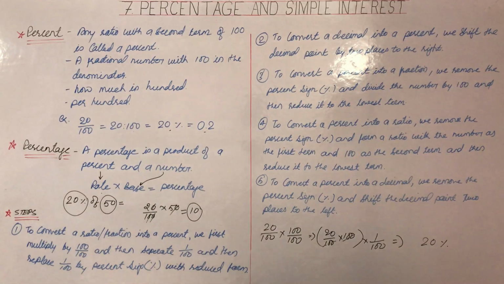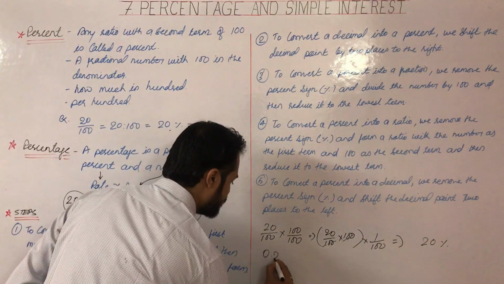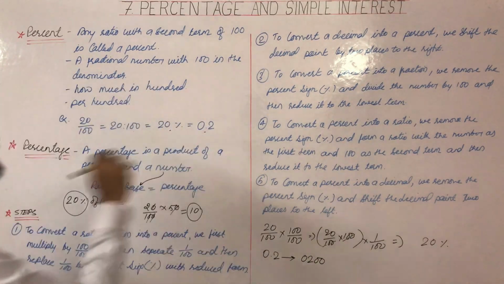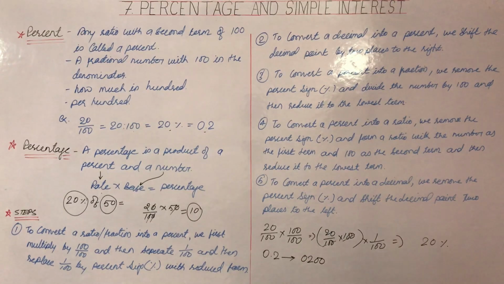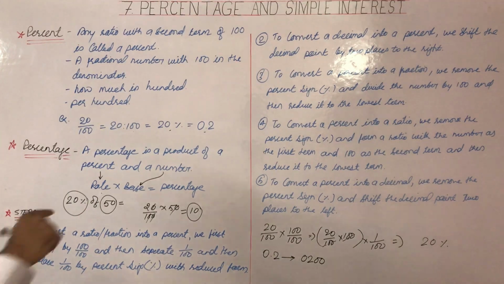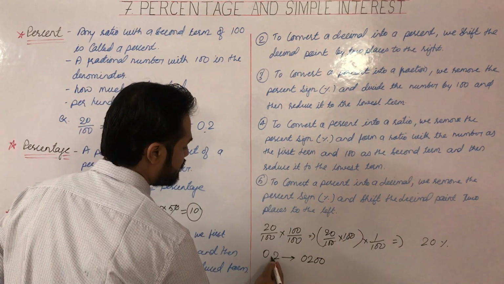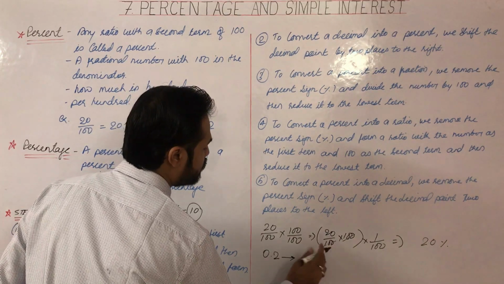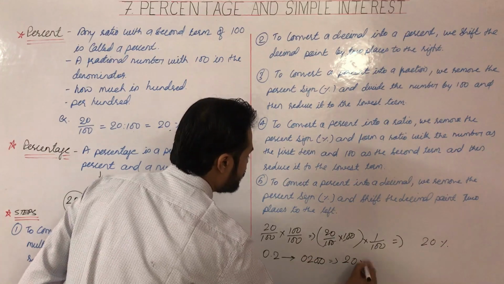Next, to convert a decimal into a percent, we shift the decimal point by 2 places to the right. So 0.2 becomes, we have to convert a decimal into a percent, so we'll shift the decimal point by 2 places to the right. So from this place, 1 and 2, so 20 or 20%.